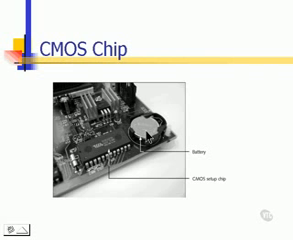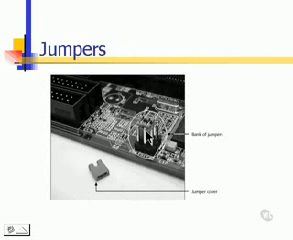Still another device to configure computer components is a jumper. A jumper is a connector that, when installed, completes a circuit, and when it's not installed, no circuit is completed. There's some hardware terminology. Let's take a look at software terminology next.